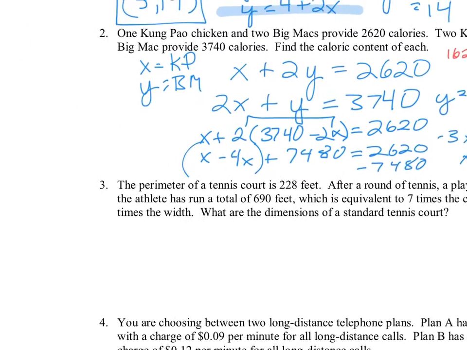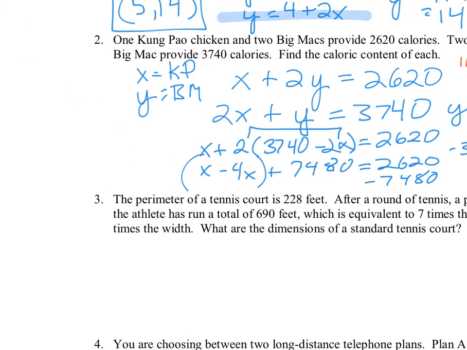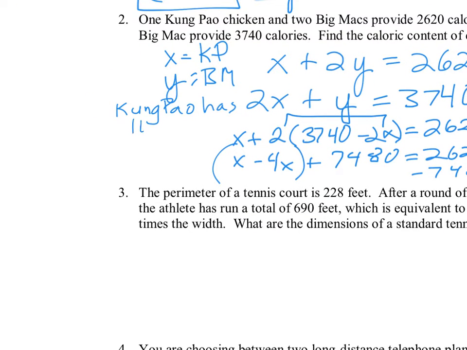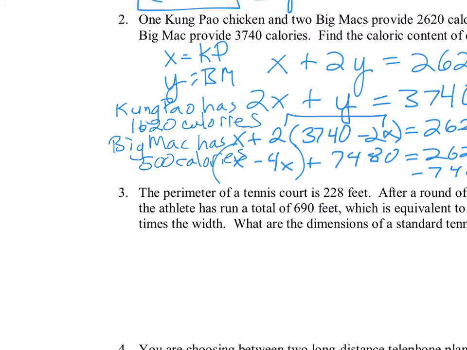Okay, so then they usually want you to write out your answer. So, oops, I did an O instead of a U. Kung Pao has 1620 calories. Big Mac has 500 calories. There we go.